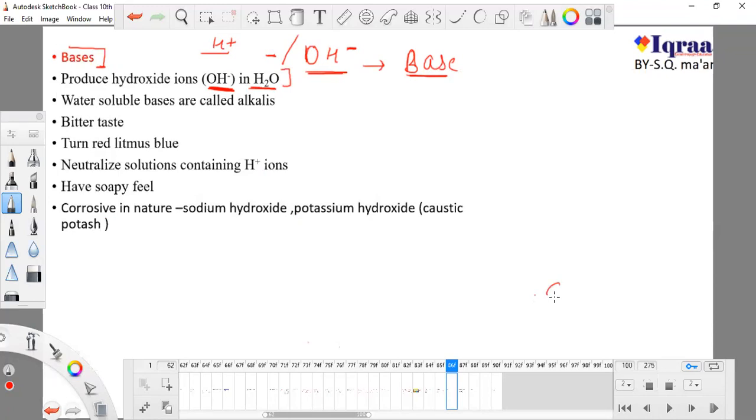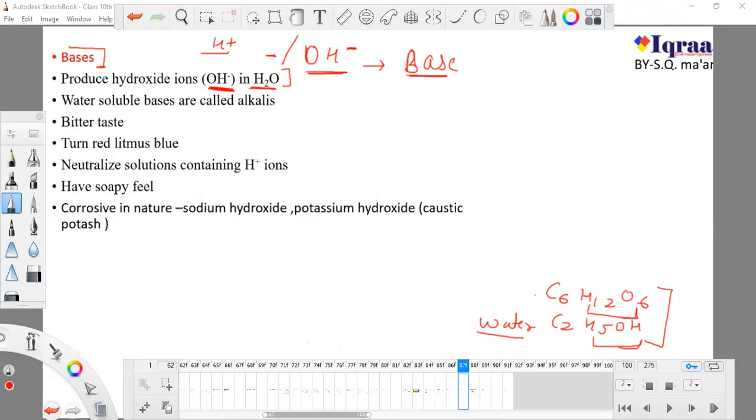If I ask you about something, that this is glucose and this is alcohol, both of them have OH, and if I add them to water, they are not able to release OH. Even though they have OH, they cannot release it, so they are not bases. Remember this. Anything which can release OH ions is known as a base.